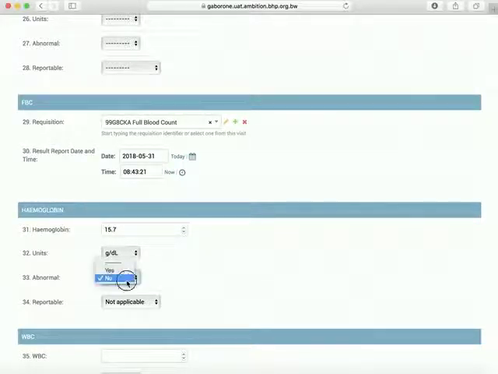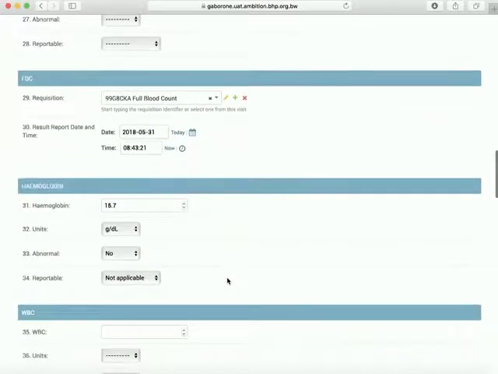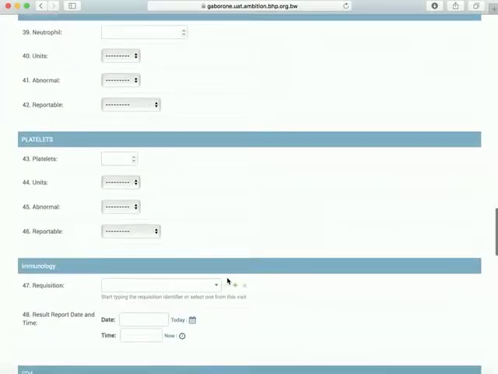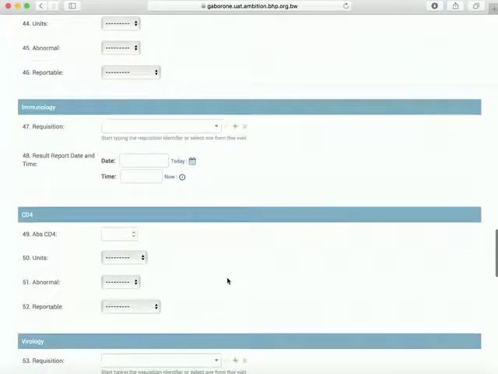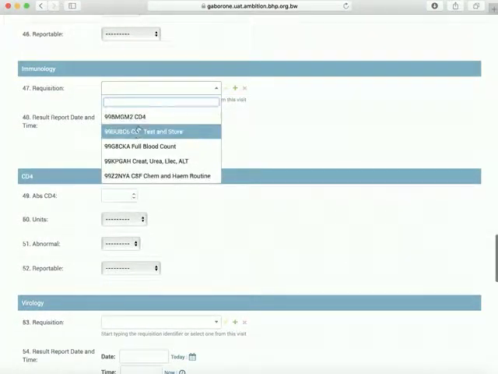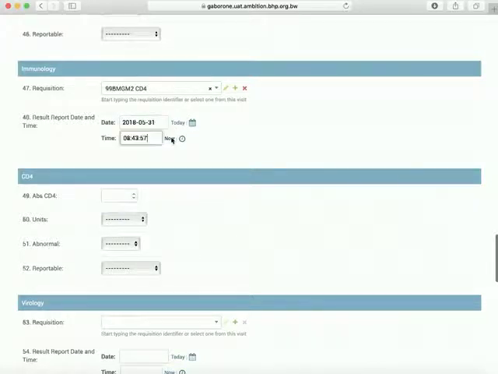So even if I say that this result is abnormal and it's not, the EDC will prompt me to then change that result so that it fits with the Division of AIDS criteria. And you can fill in all of these, so all of the full blood count. Immunology would be the CD4 count. We filled one of those in, so we can do that.